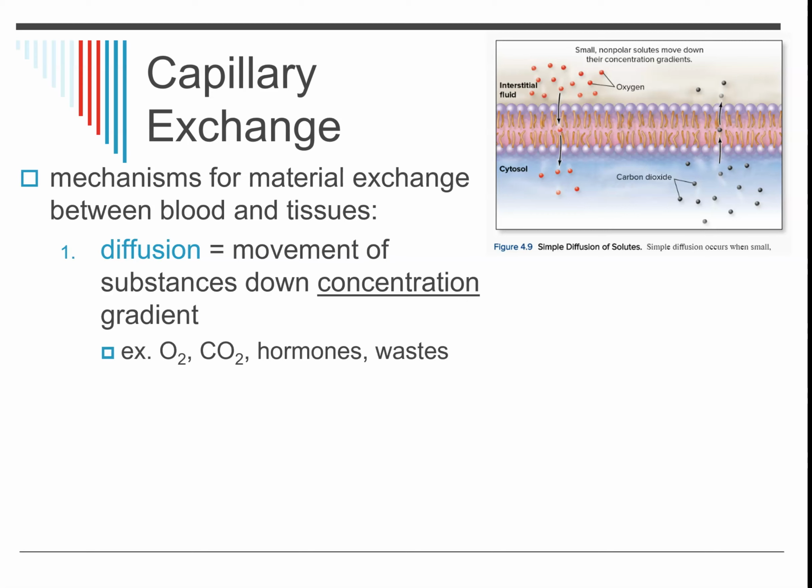The first is diffusion. You learned about diffusion in chapter 4, so that's where I pulled this picture from. Diffusion is just the movement of something down its concentration gradient. So here you see diffusion of oxygen going from a high concentration to a low concentration, or carbon dioxide going the other direction, but that's still going from a high to a low concentration gradient. So that's what we mean by down a concentration gradient, high to low.